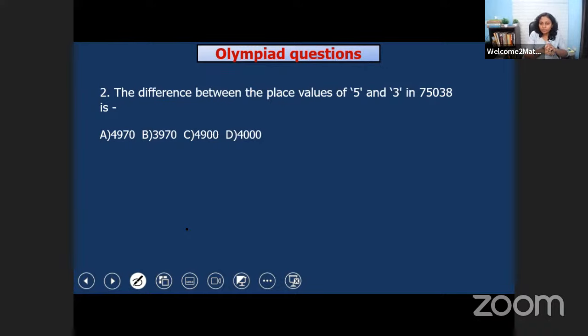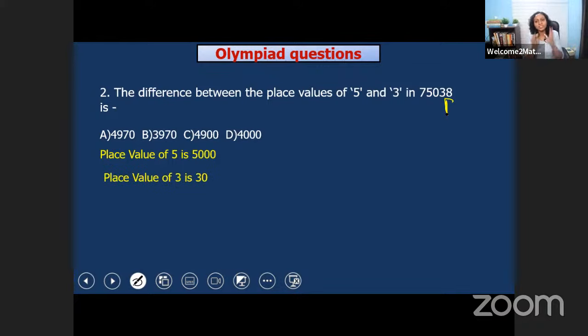So what we have to do is very easy. We have to check the places and then do the subtraction, which is so easy to do. So let's see the answer. The place value of 5 is 5,000 because 5 is at the 1,000 place. So it's 5,000, and the place value of 3: 3 is at the tens place. So the place value of 3 is 30.